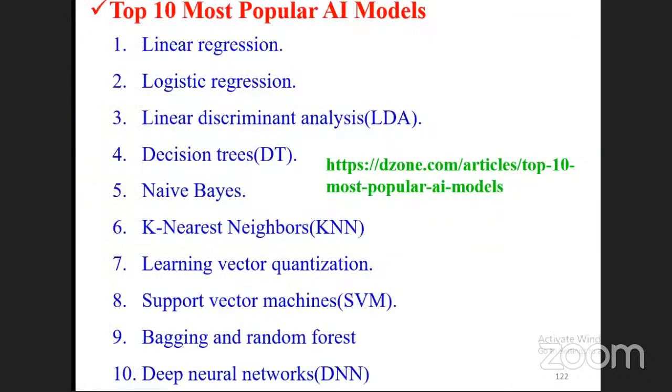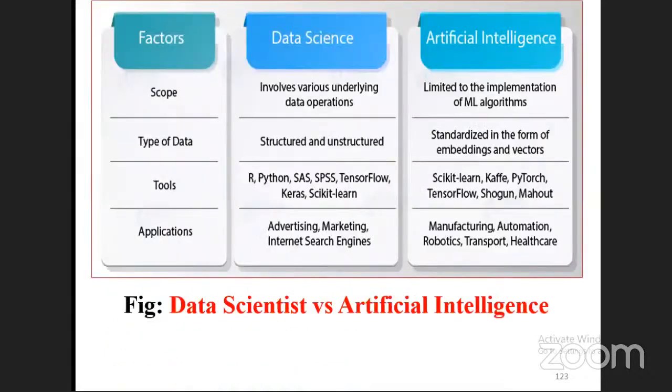These are the top 10 most popular AI models: linear regression, logistic regression, linear discriminant analysis, decision tree, naive Bayes, k nearest neighbor, learning vector quantization, support vector machine. I am going to execute SVM, decision tree, and a few more algorithms, bagging and boosting, deep learning, etc. So these are the factors, the differences between data science and artificial intelligence: scope, types of data, tools, applications. Especially in applications, we are using advertisement in data science, marketing, internet search engines, etc. And manufacturing, automation, robotics, transport, healthcare, etc.